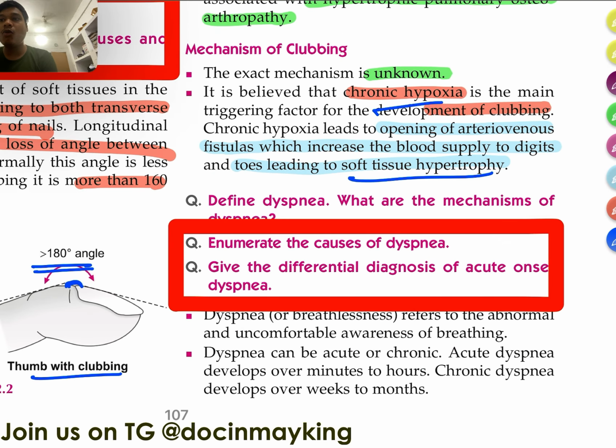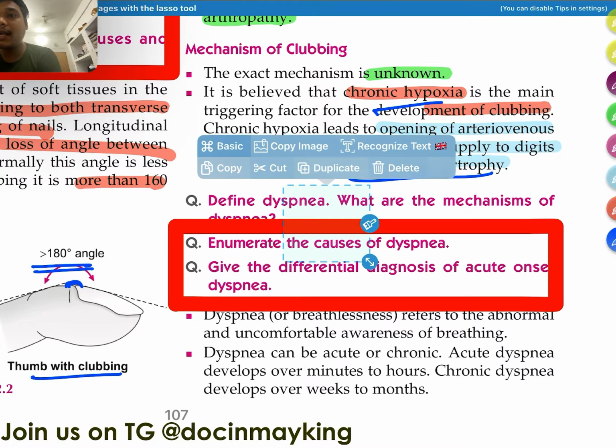Okay, now we are going to cover dyspnea. What is dyspnea? What are the causes of dyspnea? Dyspnea is simply breathing difficulty, or an abnormal or uncomfortable awareness of our breathing. Let's look at it in detail.